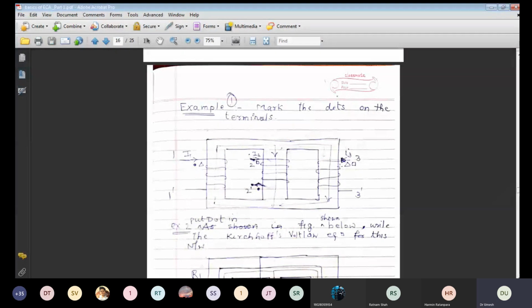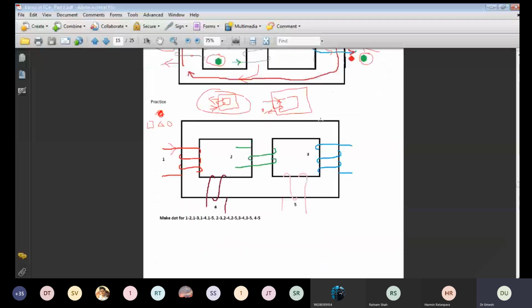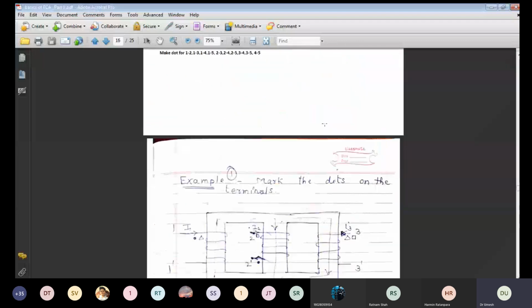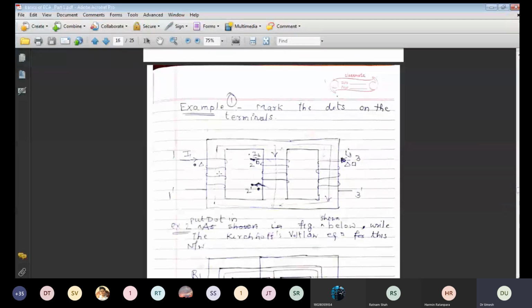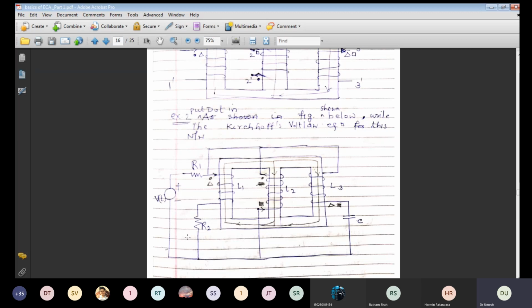Now this is a simple example. I have to put a dot. This is the example we have already solved here. The same example, but something is different. The dot position, the winding position is different. So you can put the dot. Suppose one dot we have put here. Now the problem sum may be asked in this fashion also.